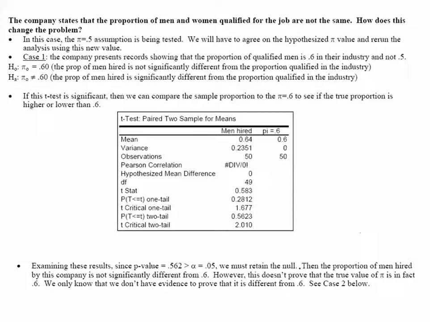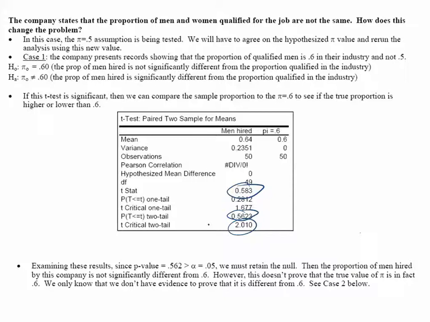Now, notice what happens to our t-stat. It drops quite a bit. Well, that's not too surprising because 0.64 would be fewer standard errors above 0.6 than 0.64 would be to 0.5. We would expect that the p-value would climb, and it does, and our t-critical stays the same. So examining the results, since the p-value is greater than alpha, we must retain the null, or sometimes the words are fail to reject the null.